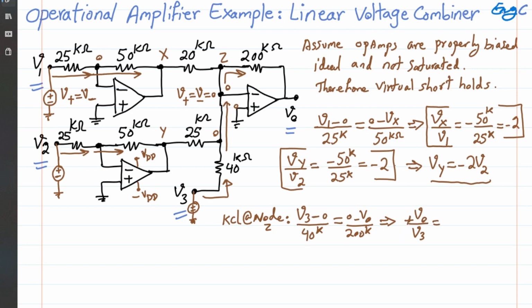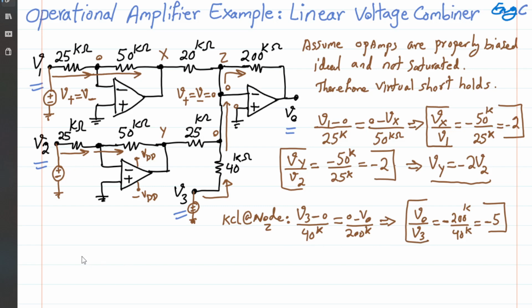So let me get rid of this sign, it's unnecessary. Okay, so V out over V3 is equal to negative 200K divided by 40K, which means negative 5. So that's the gain we have for the V3 contribution to V out.